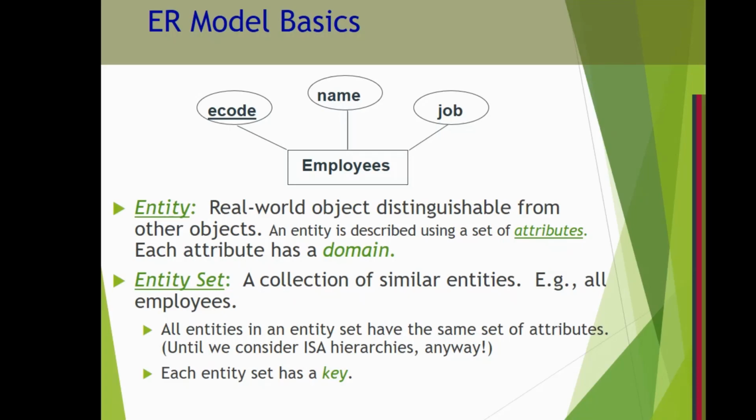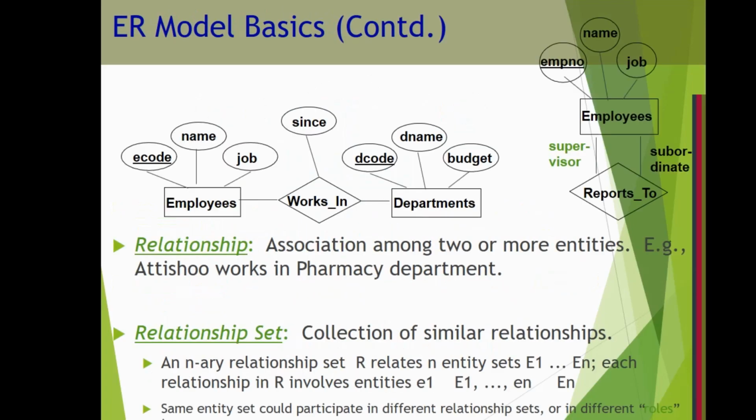So if I put it in alphabetical order of names, I may have more than 50 Amit Singhs in a particular company. But everybody will have a different employee code. So this employee code is nothing but a key attribute. In the case of the employee entity set, the key column or key attribute is what? E code, employee code.